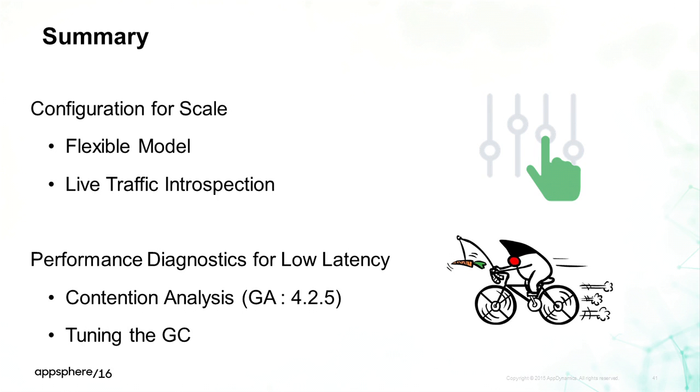For performance diagnostics and low latency for your transactions, we talked about contention analysis. I'm happy to share that this feature went out in 4.2.5. You need a 4.2.5 agent and controller to be able to use the feature because it requires work on both sides to be able to build the capability. But that feature is out as part of our mid-year marketing release.